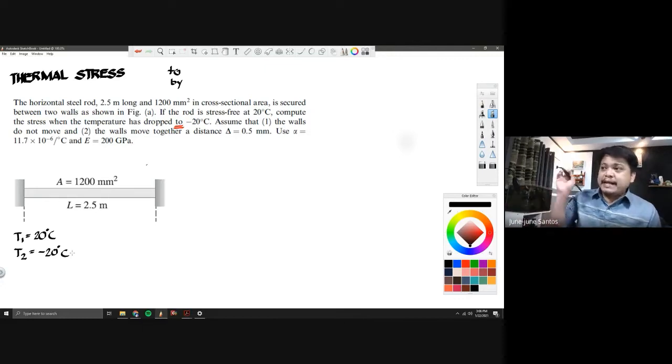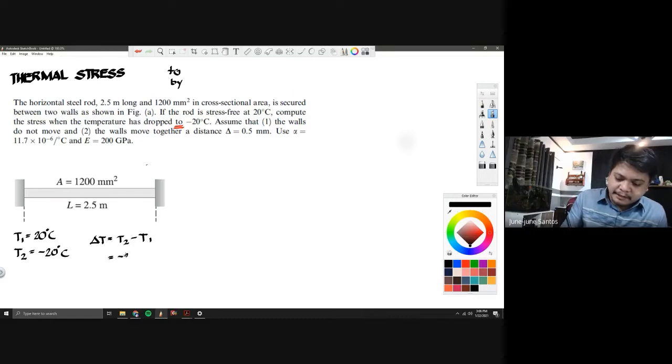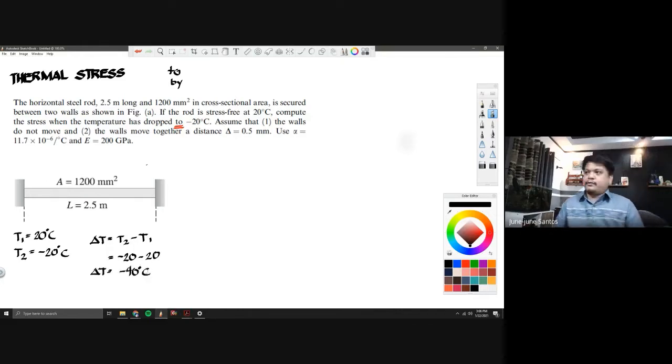Okay? Pag sinabing drop by, bumaba ng, di ba? So, ibig sabihin, iyon na yung delta T kapag drop by. Okay? So, kapag drop to, ibig sabihin, yung delta T natin, okay, that would become equal to final temperature or T2 minus T1. So we will be having here as negative 20 minus 20. So ang ating delta T is negative 40 degrees Celsius. Okay? So ito yung ibinaba ng temperature natin. Okay. Unang question, sabi niya, the walls do not move. Okay? So eksaktong-eksakto siya. Okay.